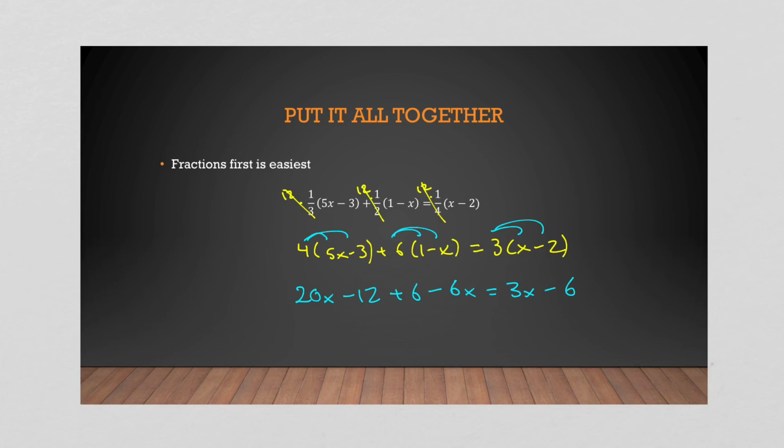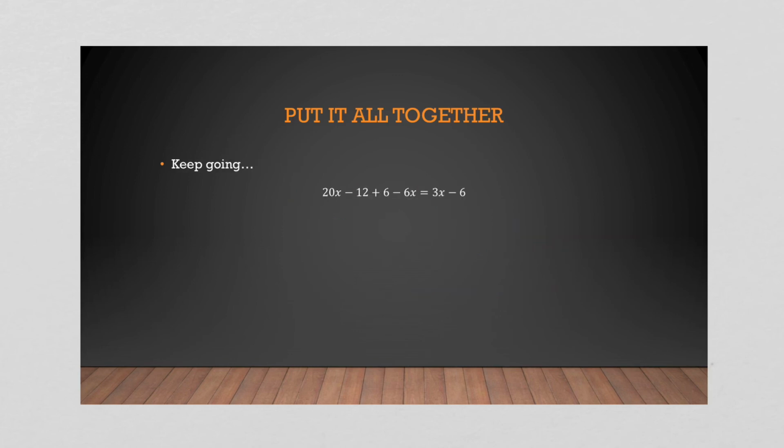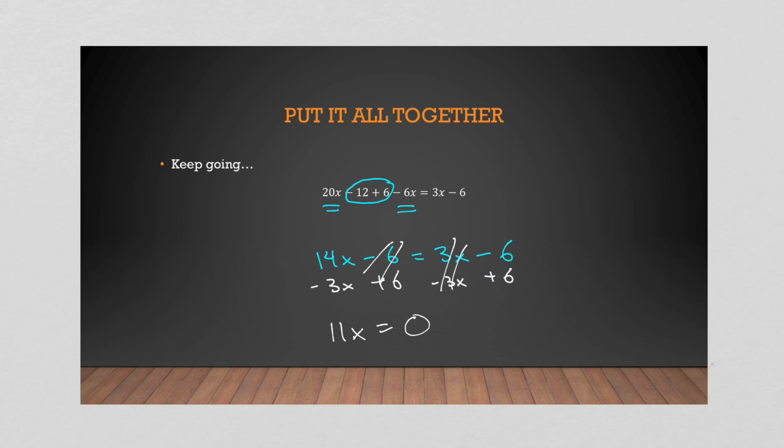And I've continued it on the next slide here. So 20x minus 12 plus 6 minus 6x equals 3x minus 6. So we're going to group. So I have 20x minus 6x gives me 14x, and then negative 12 plus 6 is minus 6. And then we have 3x minus 6. So let's do minus 3x on this side, minus 3x on this side. That gets rid of those. But at the same time, plus 6 and plus 6, because that gets rid of those. So now I have 11x equals 0, which means x equals 0. Because if you divide both sides by 11, we're good to go.